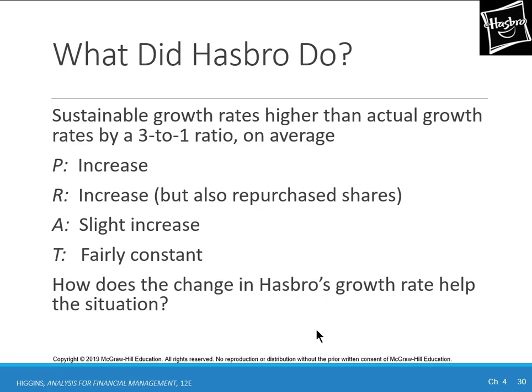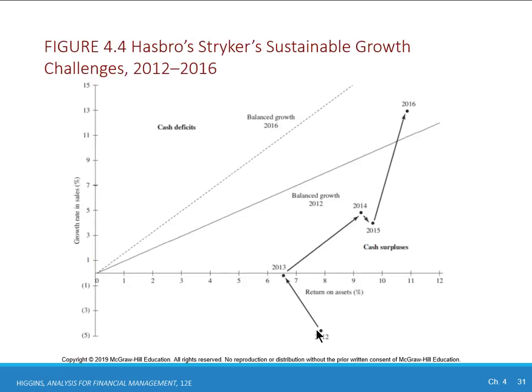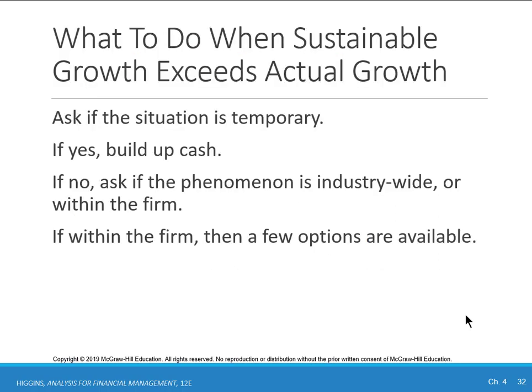Now it's flip-flop. They have the other side of imbalance now. So previously, they had cash surpluses. In this last year, they now have a cash deficit. So again, what do they need to do to make this work, if you will?